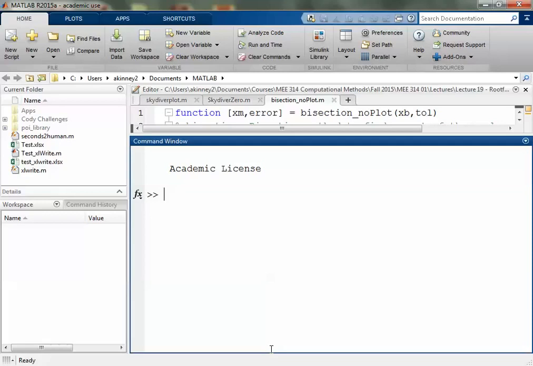So the same thing with the false position method. We could use false position to solve the skydiver problem. We could use false position to solve the ladder problem. We could use false position to solve the cable problem. And we could use false position to solve the Reynolds number problem.